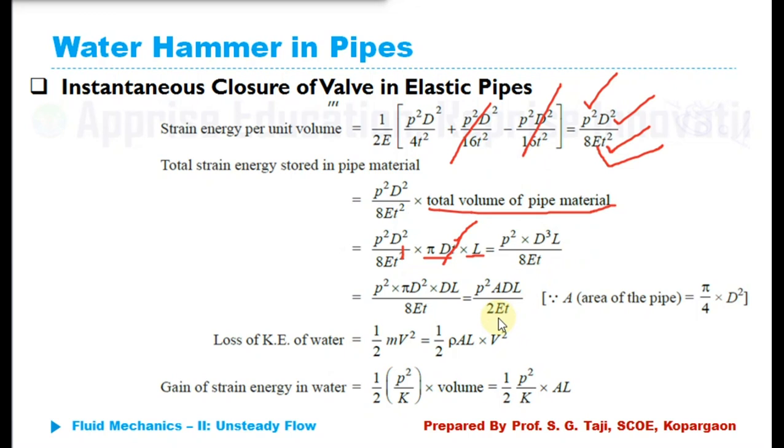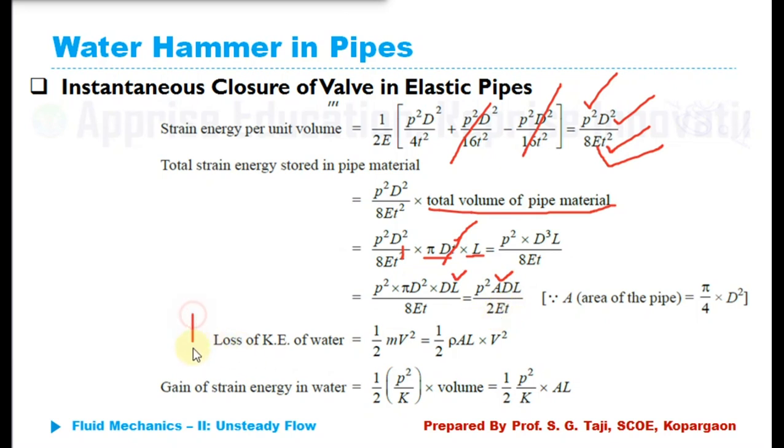Now, by modifying this equation slightly, I am writing D cube as D multiplied by D square, with L on the side, and I can put here pi by 4 multiplied by D square, which is the area of the pipe. So I have just modified this equation as P square multiplied by A D L divided by 2ET.